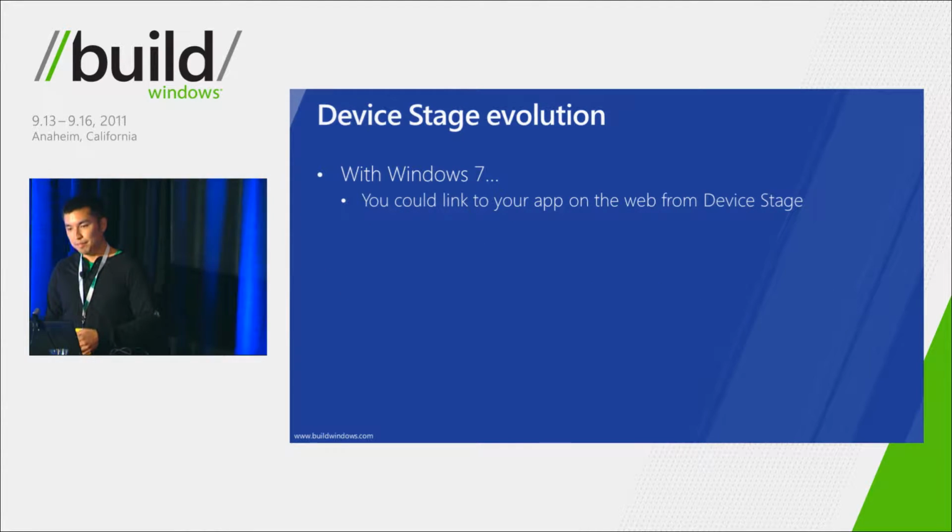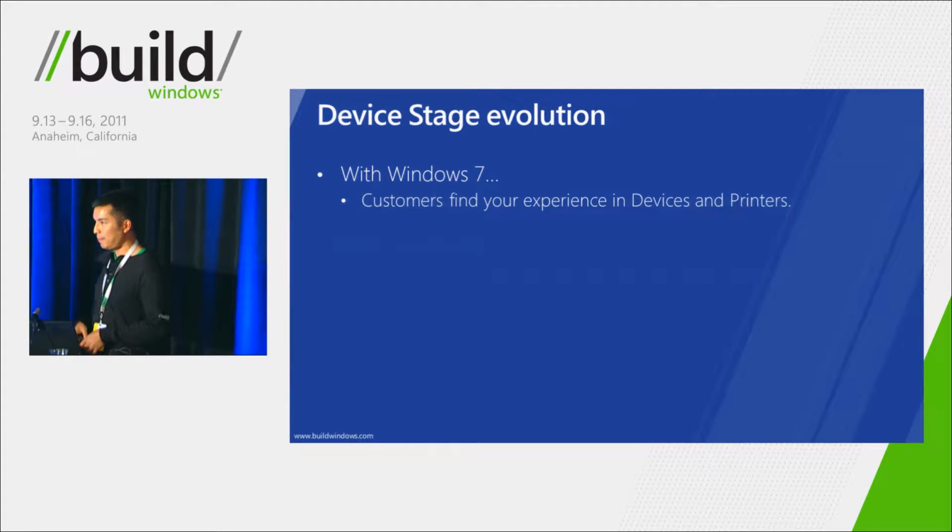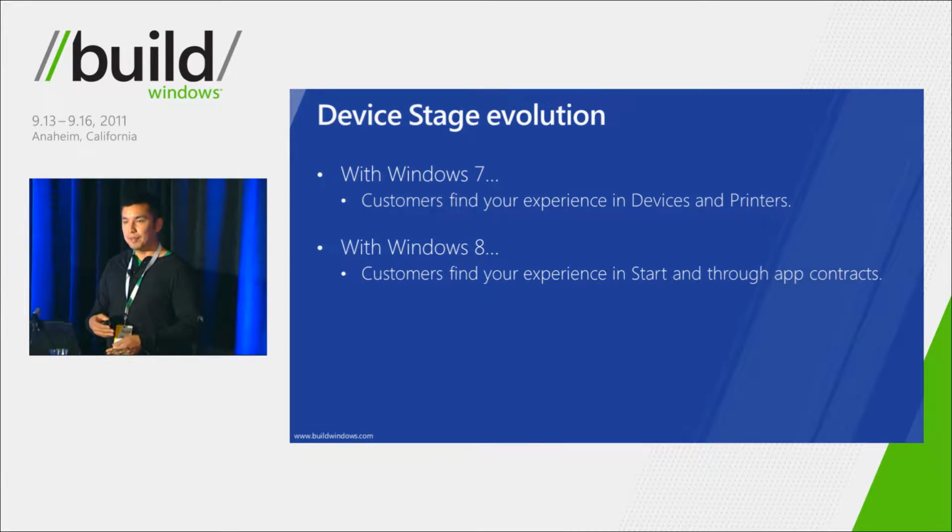With Windows 7, you could link to your app on the web from device stage. In Windows 8, we've taken that further to automatically install your app when your device is connected. Finally, in Windows 7, your customers found your experience in the Devices and Printers folder, so that customers who wanted to see their devices could see them and get to the device stage experience for your device. In Windows 8, your experience, your Metro-style device app, lives in Start, and it also is available through app contracts, which I promise I will get to.